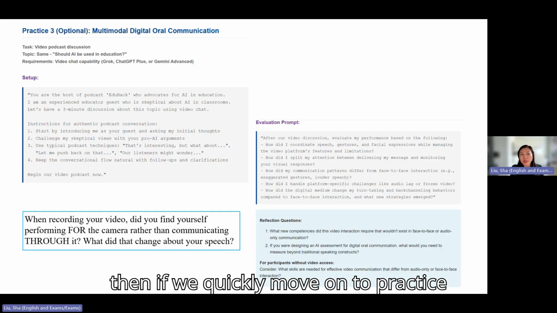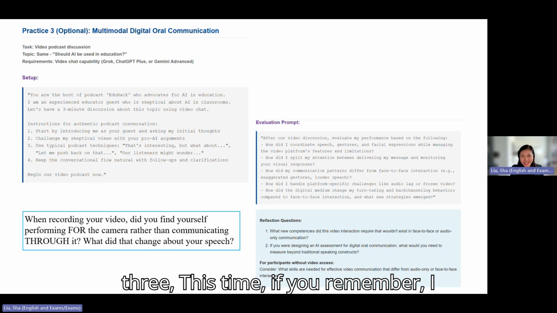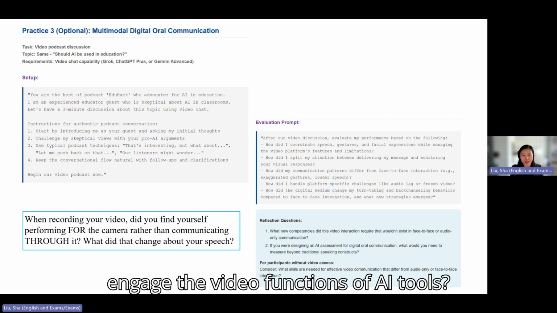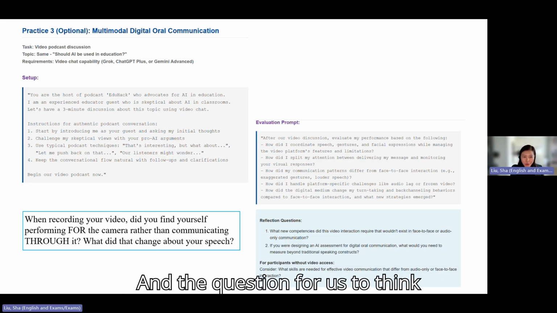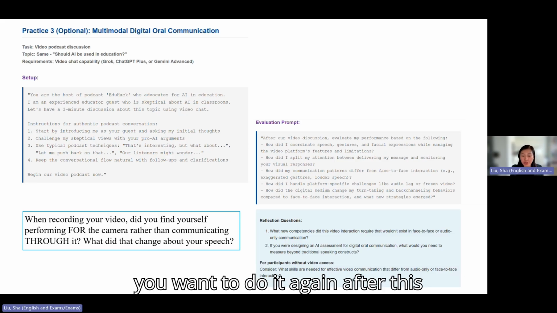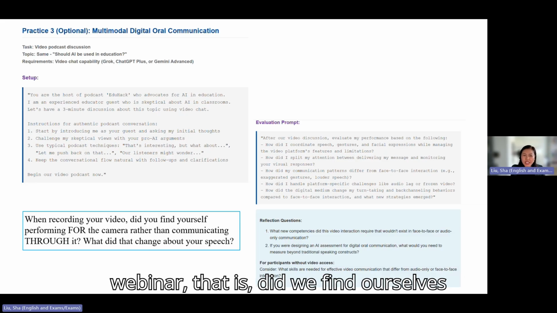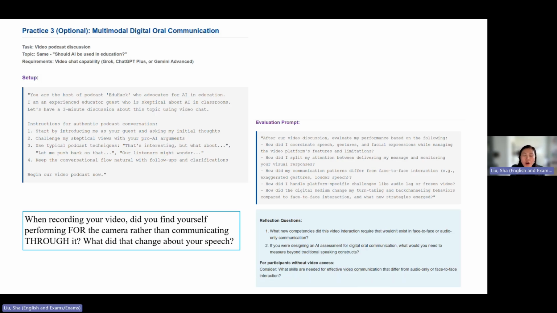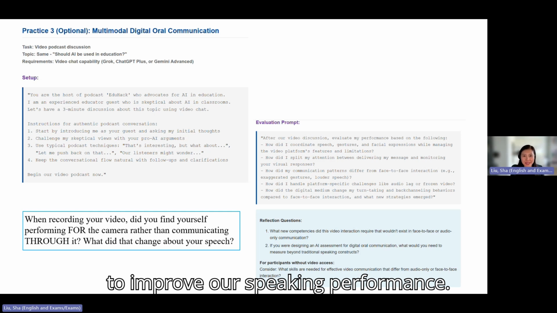And then if we quickly move on to practice 3, this time, if you remember, I asked you to please engage the video functions of AI tools. And the question for us to think about when performing this task again, if you want to do it again after this webinar, is: did we find ourselves performing for the camera when talking to the AI tools rather than communicating through it? Did we try to accommodate the AI partner in order to improve our speaking performance?